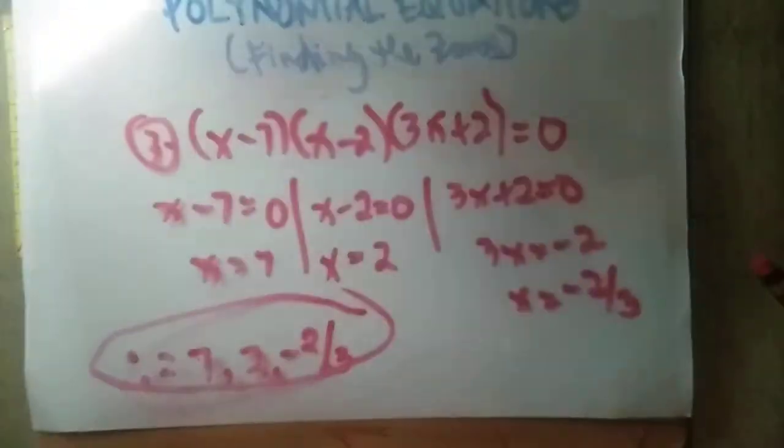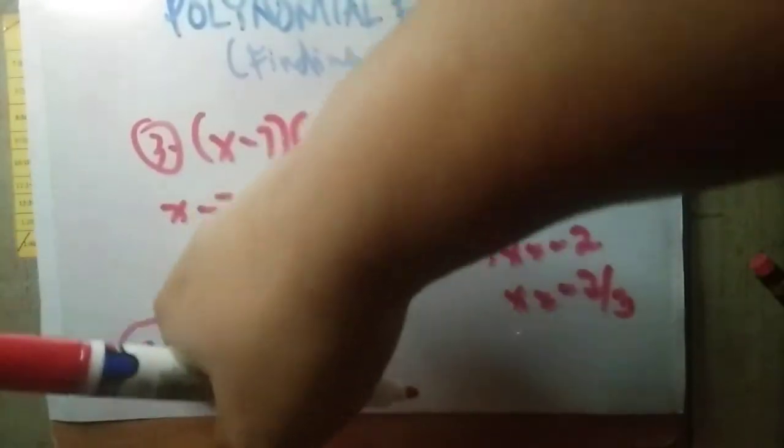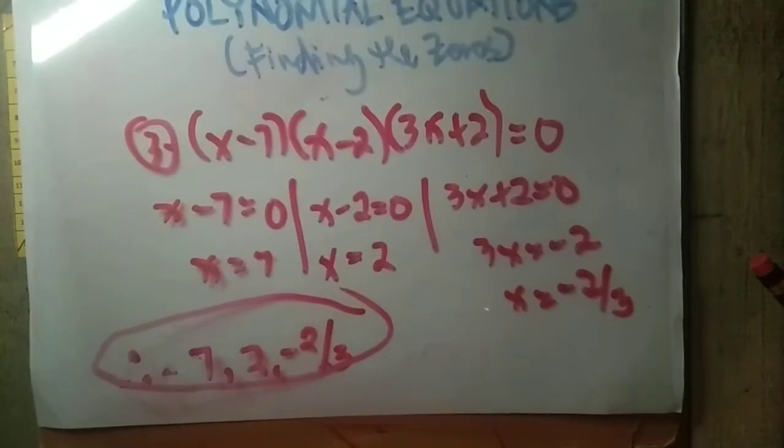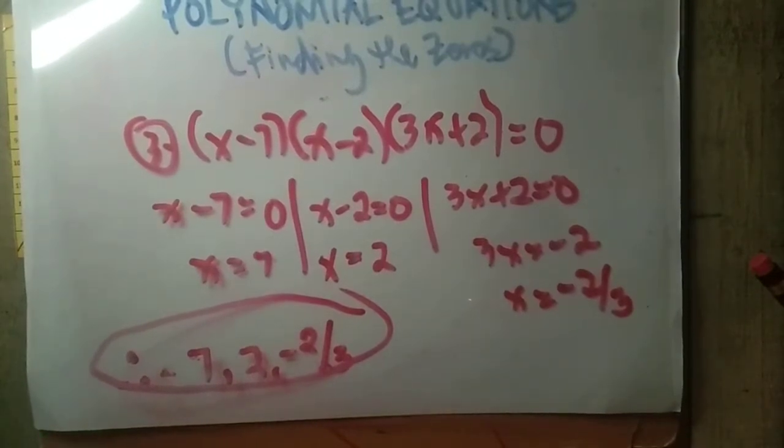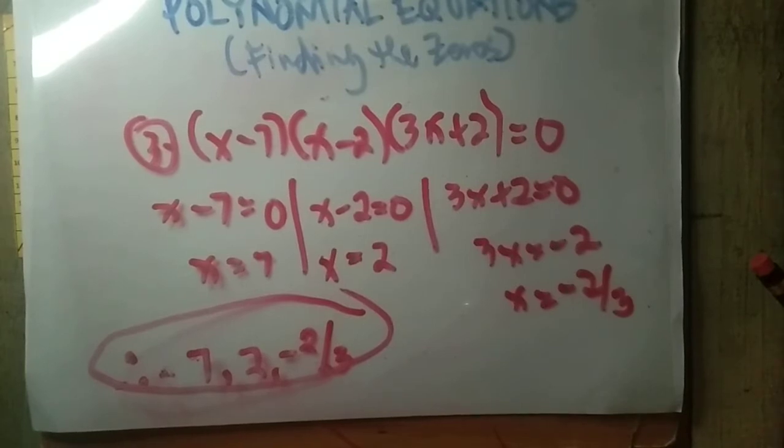So, tatlo, ibig sabihin, ang value ng zeros mo for this particular equation. So, yun yung idea. Okay? Now, let me just erase this again.